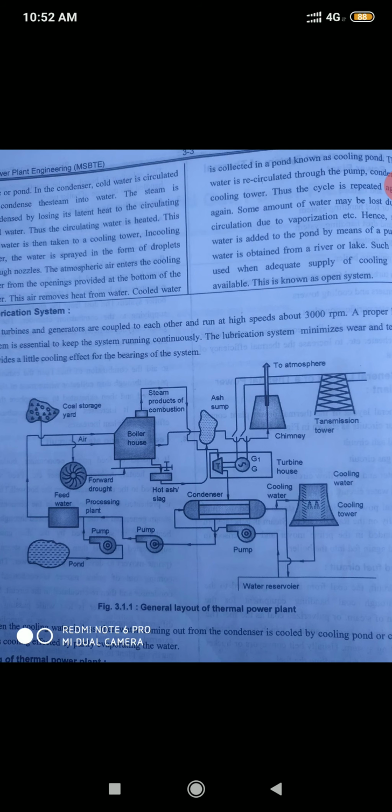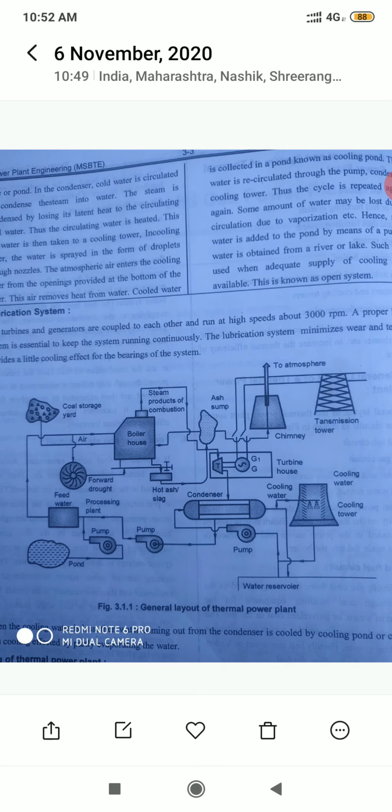Now the next circuit is called the air and flue gas circuit. Atmospheric air is supplied for combustion of the fuel in the combustion chamber, called the furnace of the boiler, either by forced draught or induced draught, which forces the flue gases from the furnace to pass over boiler tubes and superheater tubes, and then the flue gases pass through the economizer to heat the feed water. The dust from the air is removed before supplying to the combustion chamber.